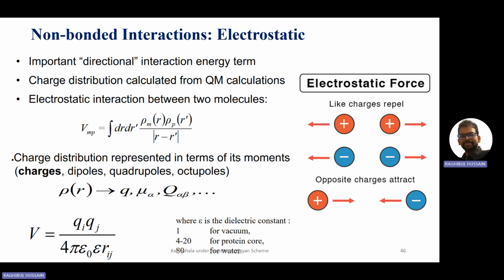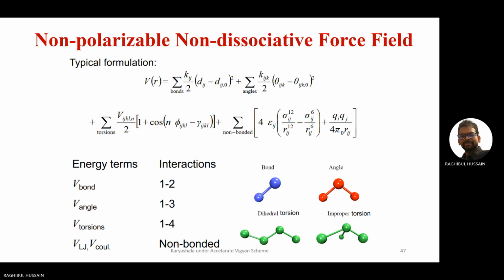Okay, and this is again the electrostatic part, the Coulomb part, which is attained with respect to this formulation. Clear? And here the dielectric constant, you can take 1 for the vacuum, 4 to 20 depending upon the protein core, and 80 for water. But again, this part is generally defined in your particular user guide. Most people take the default value. They do not change. Okay, this is done.